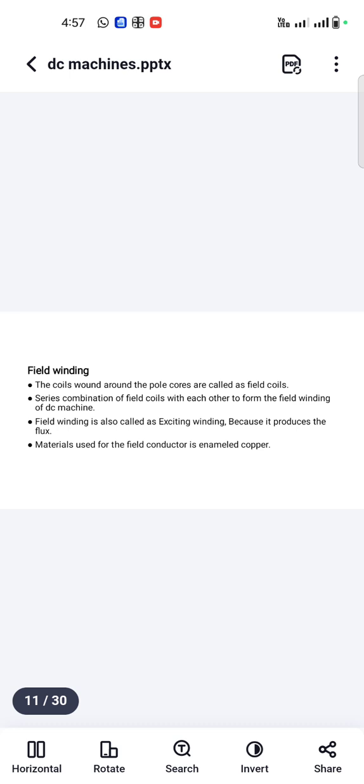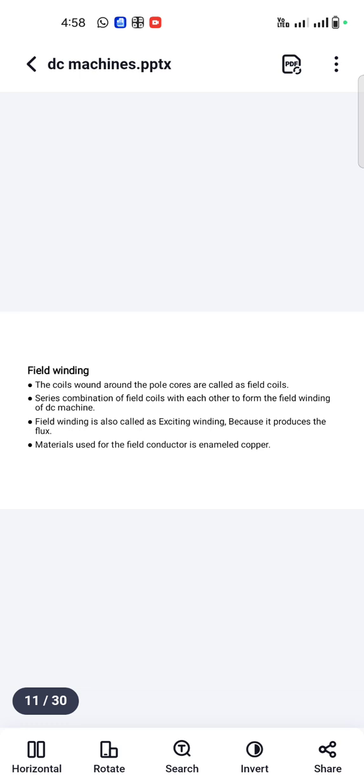Actually, we name it enameled copper. What is that? Copper wire with a protective insulating or enamel coating. That we say enameled copper. So many types are there: series field winding, shunt field winding, compound winding, etc.